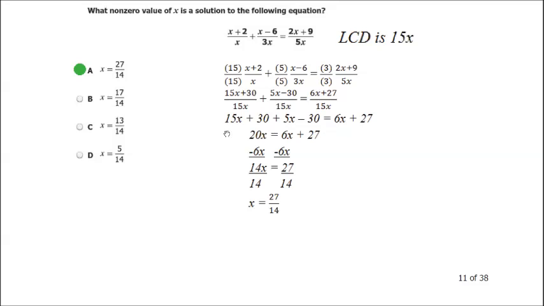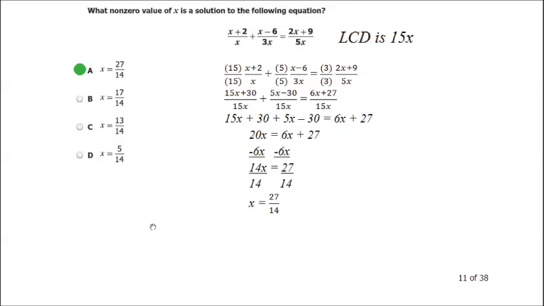I'm going to simplify this part. 15x plus 5x is 20x. 30 minus 30 cancels each other out. So 20x equals 6x plus 27. Now I'm going to subtract 6x on both sides. I get 14x equals 27. I divide by 14 on both sides. x equals 27 over 14, which matches answer choice A.